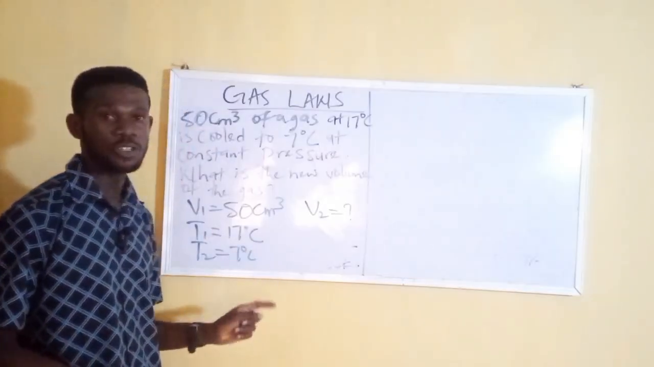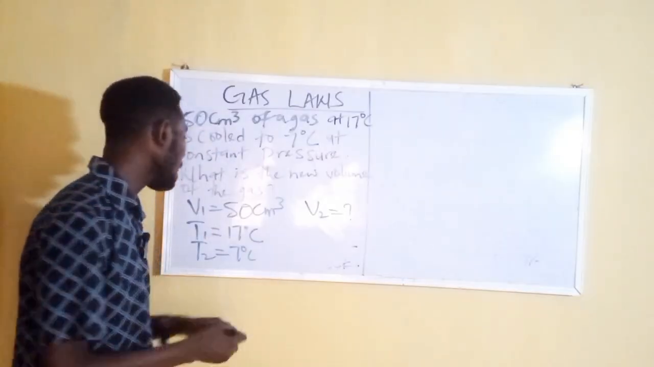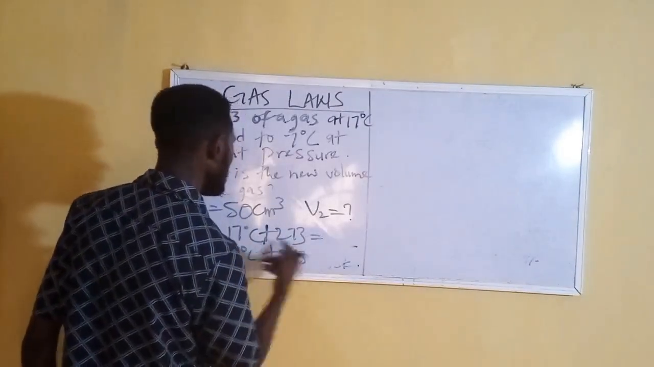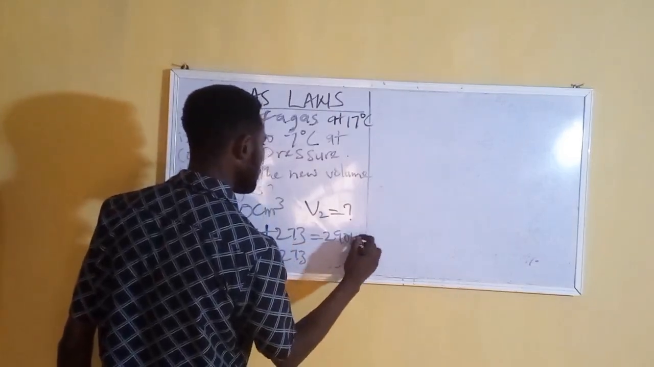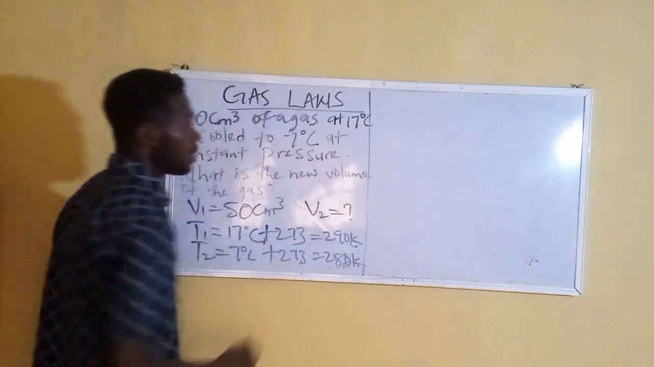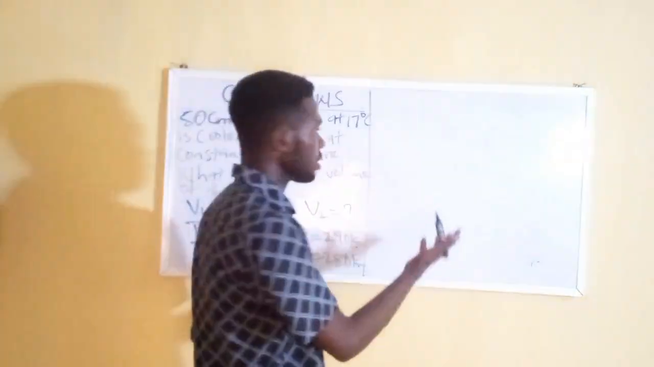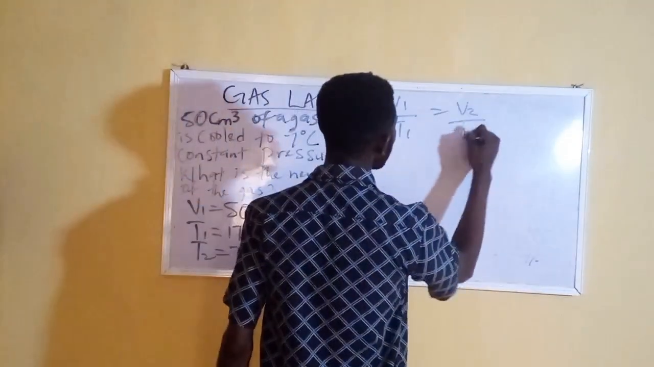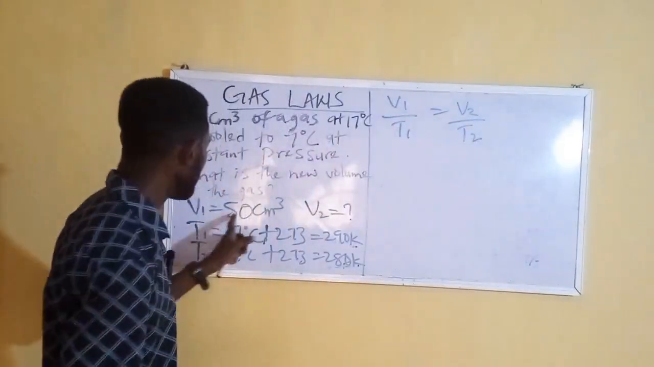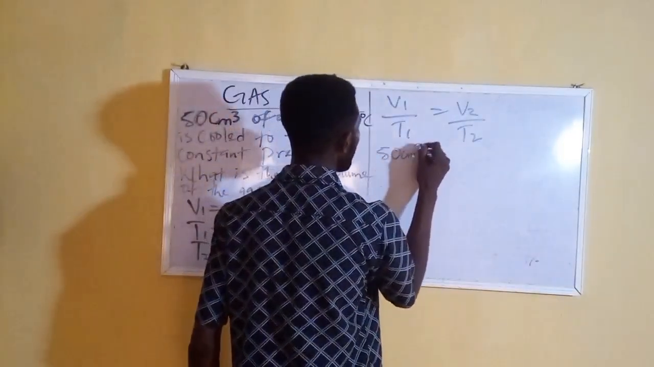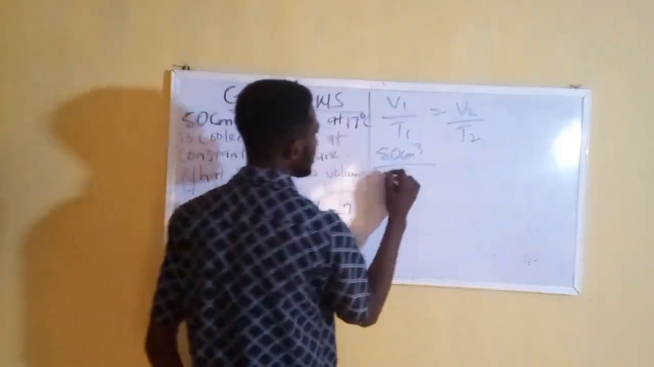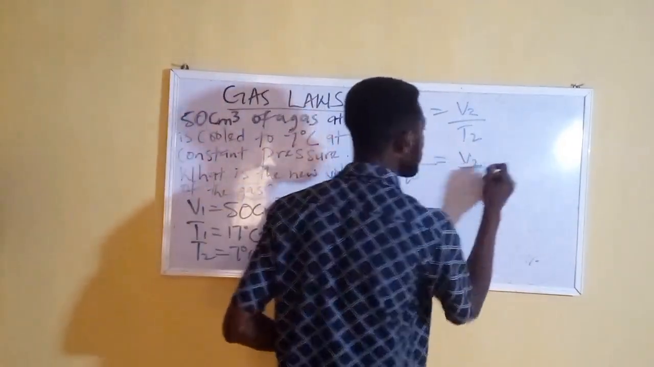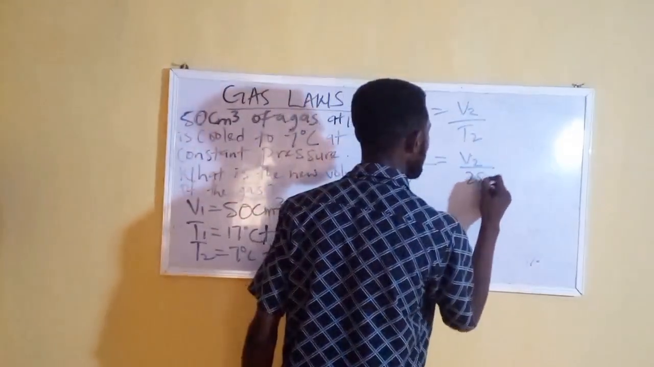So this particular question is actually given in Celsius. Hence, we have to add 273. In total, this will give you 290 Kelvin, and this will give you 280 Kelvin. Now we have this, we can proceed. So you have V1 over T1 equals V2 over T2. Now, what's our V1 here? V1 is 50 centimeter cube. T1 is 290, our V2 is the unknown, that's what we are looking for, and our T2 is 280.